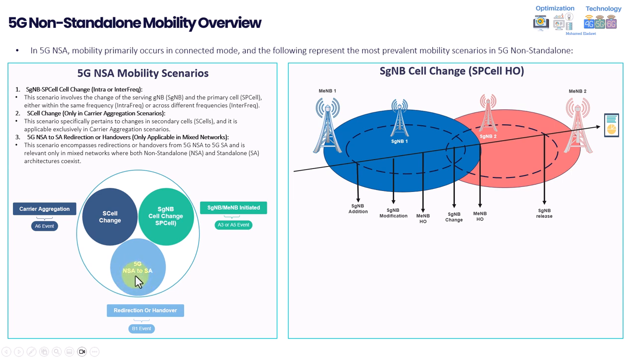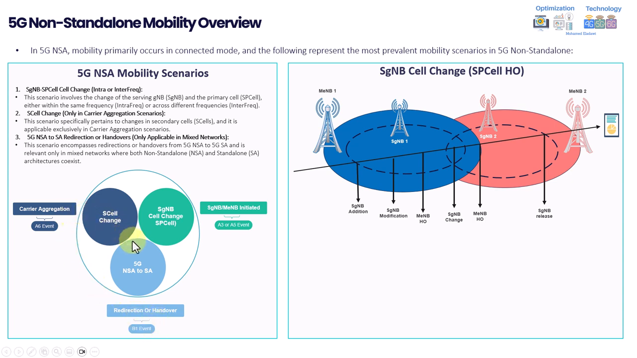Then the last one is whenever you start having mixed network deployment between non-standalone and standalone. In this case, a redirection or handover can be enabled from 5G non-standalone to standalone. This is for the 5G standalone capable devices. Whoever is coming from non-standalone can move back through redirection or even handover, and this is using the B1 event.